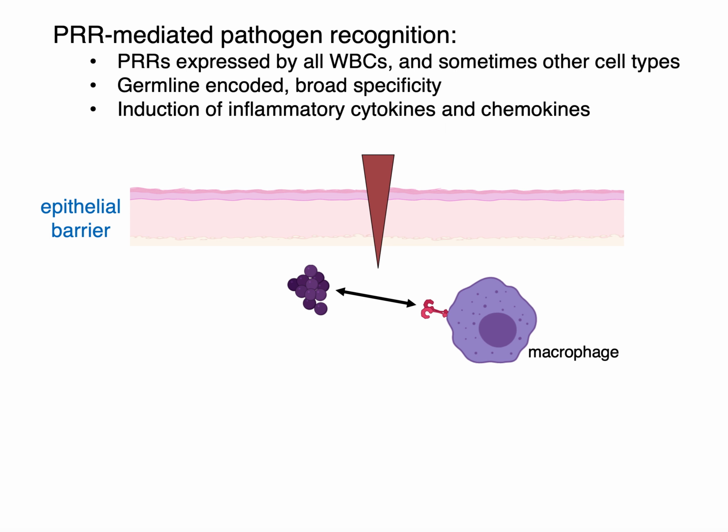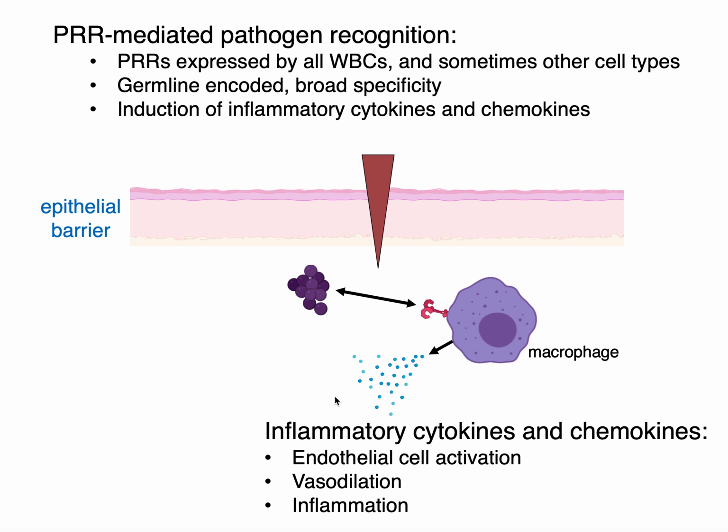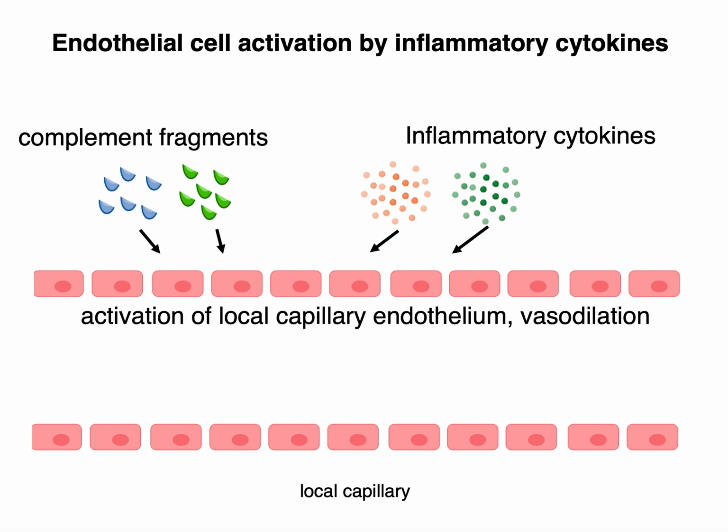So an innate receptor that's specific for lipopolysaccharide is not going to distinguish the type of bacteria that's making that lipopolysaccharide. It's going to be able to be triggered by any bacteria that makes lipopolysaccharide. But when it is triggered, it can induce cytokine and chemokine responses. And so here's a macrophage that recognizes these bacteria and starts to make these inflammatory cytokines. These inflammatory cytokines and chemokines can induce activation of endothelial cells and vasodilation of capillaries and inflammation.